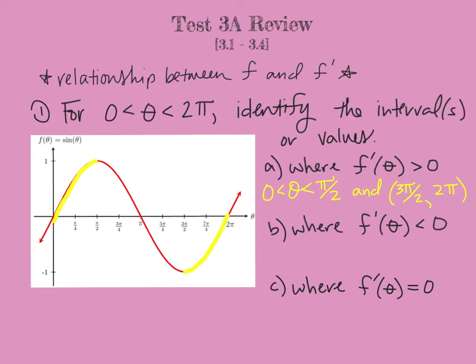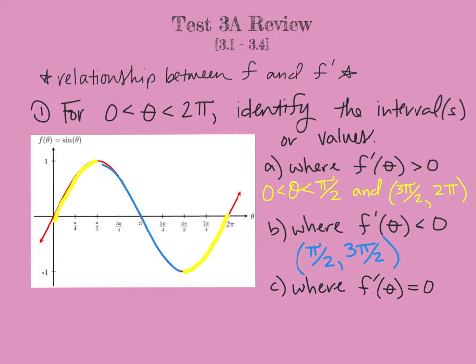Then when our function is decreasing, that means the derivative is negative. So our function is decreasing in between pi over 2 and 3 pi over 2. Our function decreases there. It goes down from left to right. Therefore, the derivative is negative there. So the derivative is negative in between pi over 2 and 3 pi over 2.